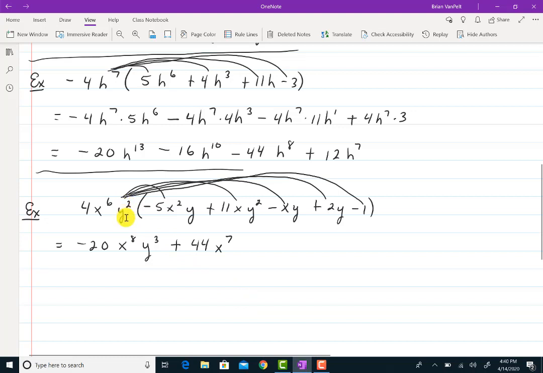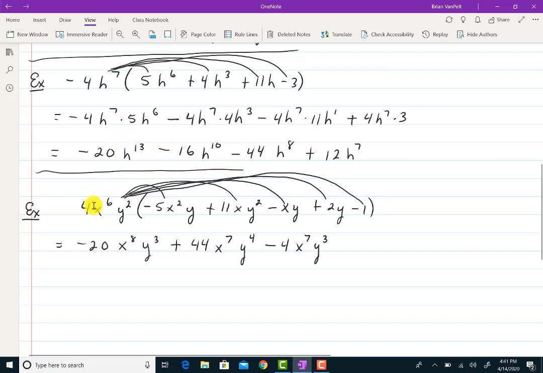Y squared times y squared will be y to the 4th. Now the next one I have a minus. The number in front of xy is just 1. 4 times 1 will just be 4. Now once again, x to the 6th times x to the 1 will be x to the 7th. Y squared times y will be y to the 3rd. And that takes care of that piece.